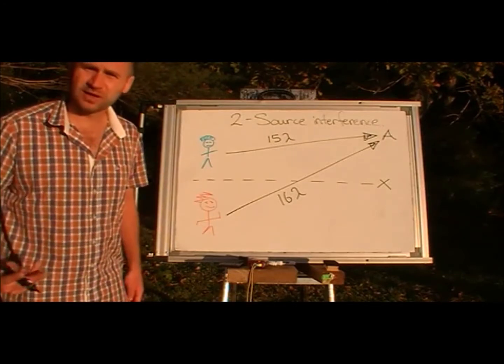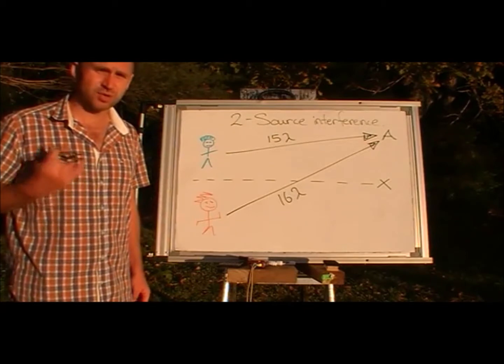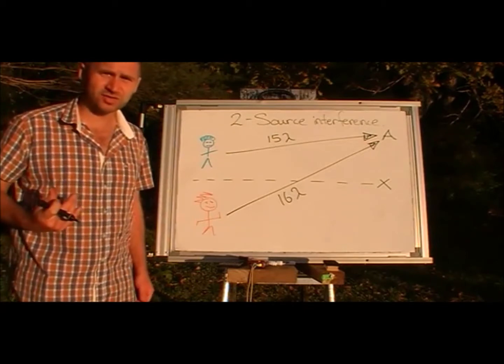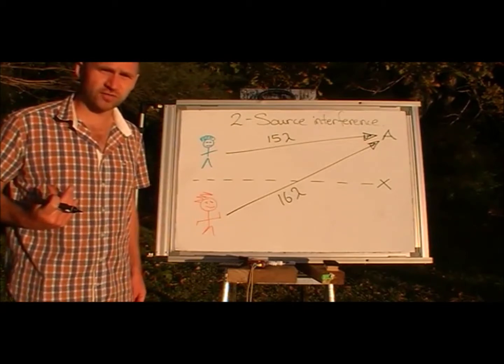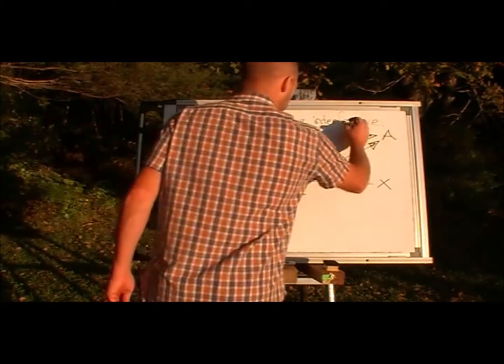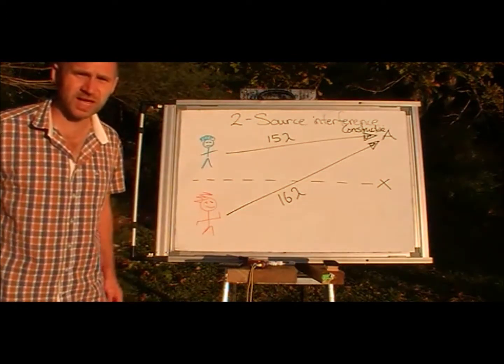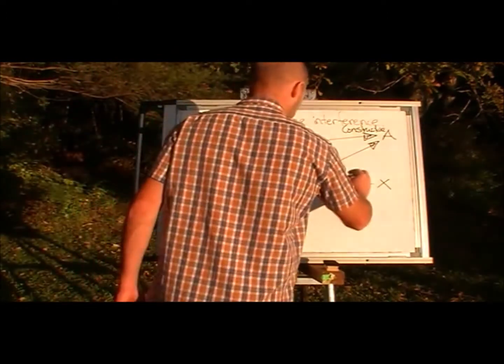If they're beautifully lining up, thinking back to interference, what sort of interference is that? Beautifully lining up, in phase, crest to crest, trough to trough. Constructive interference. And that was exactly the same sort of interference we had at point X as well.